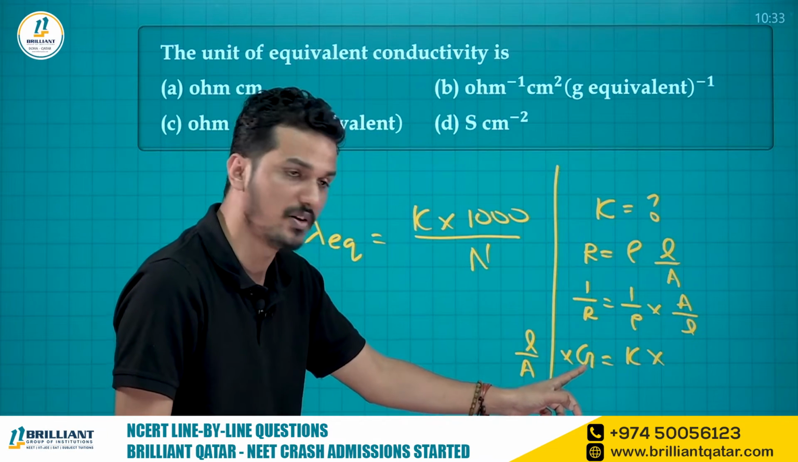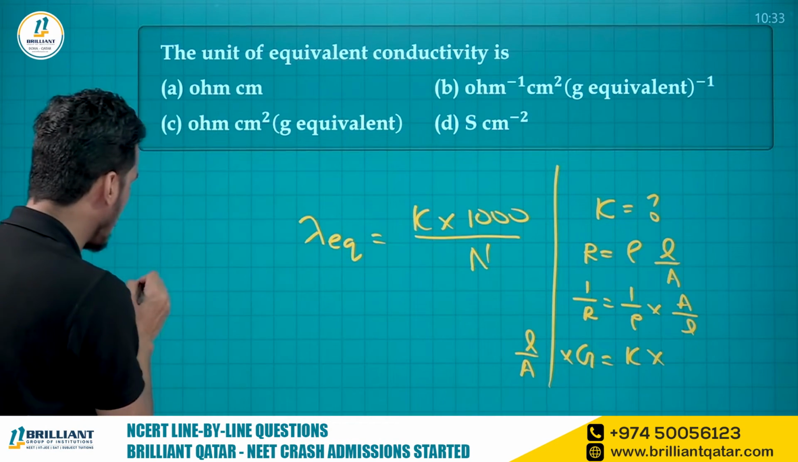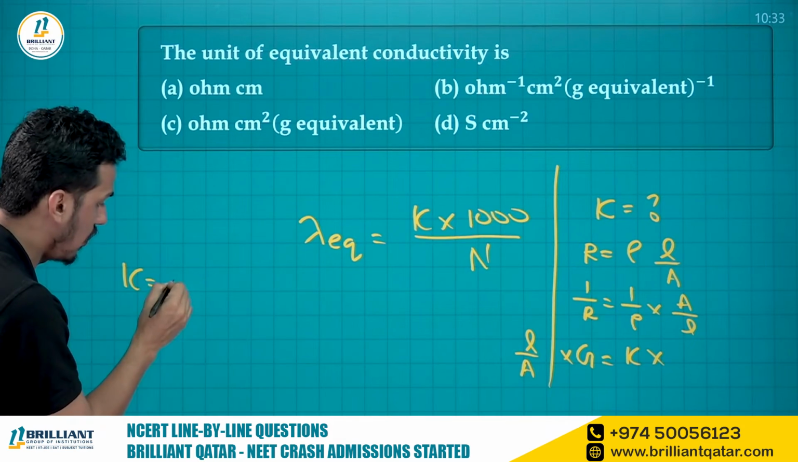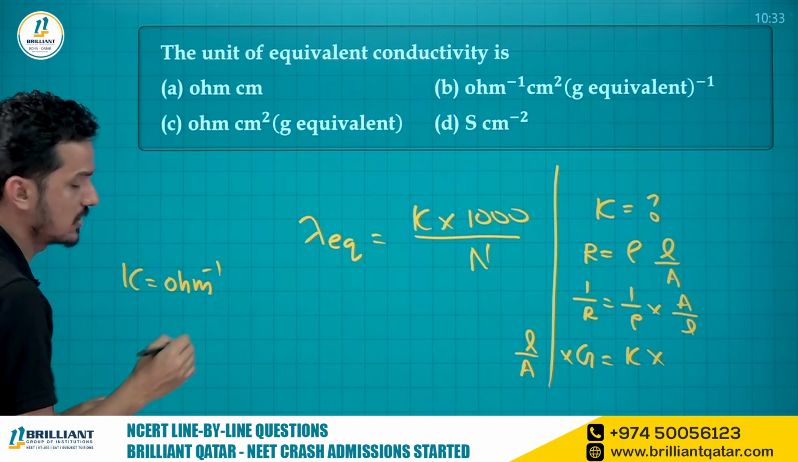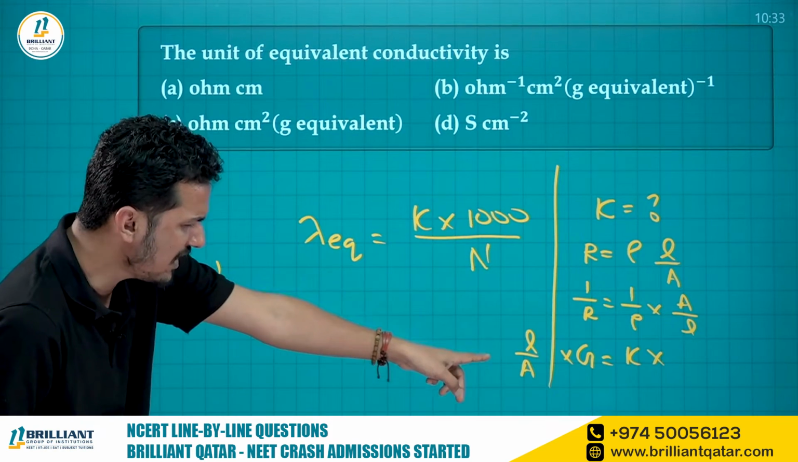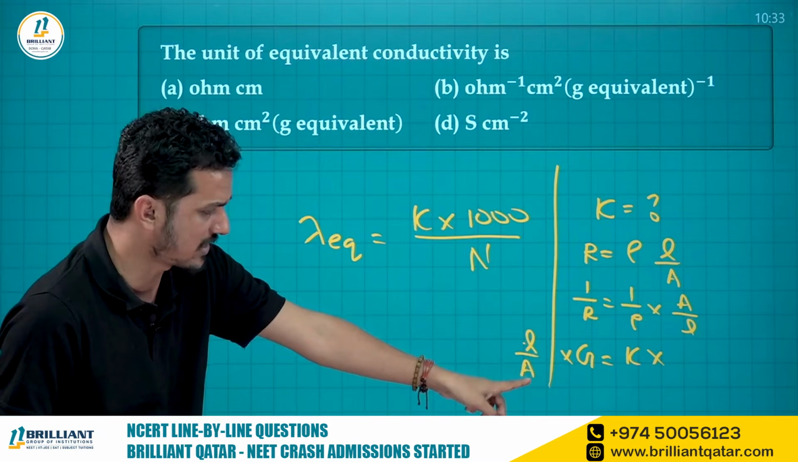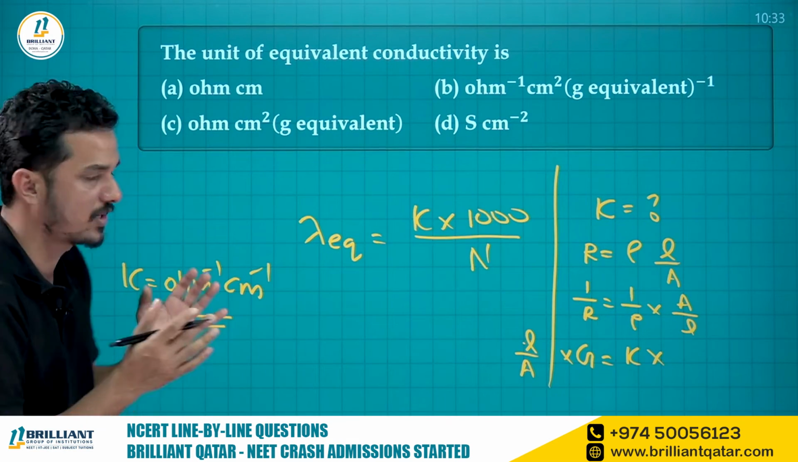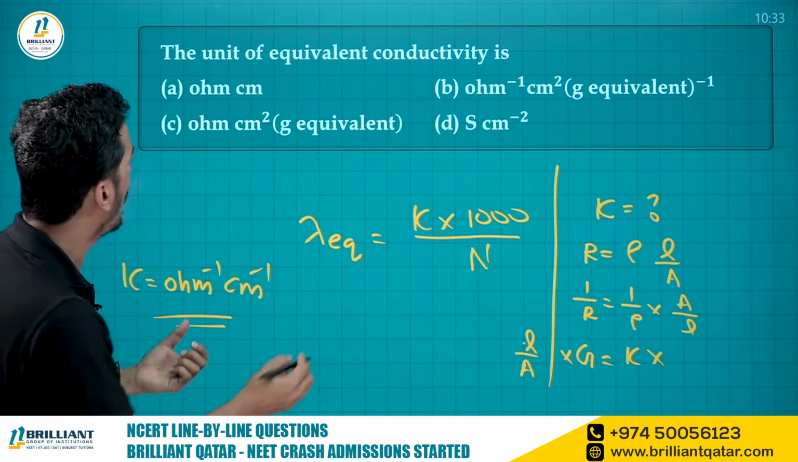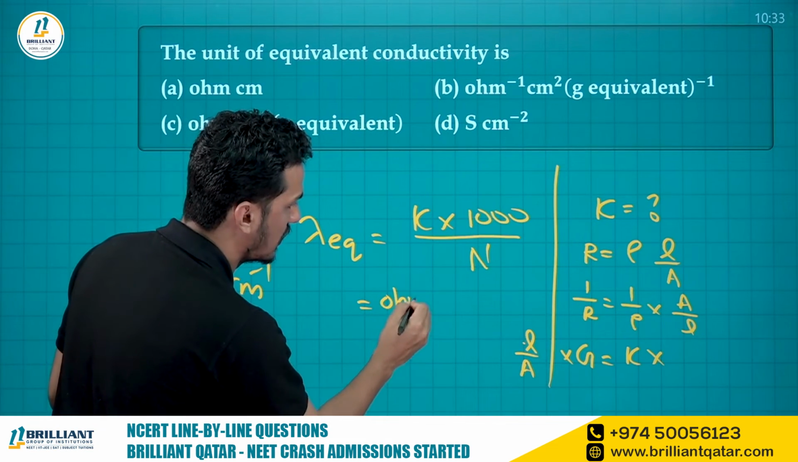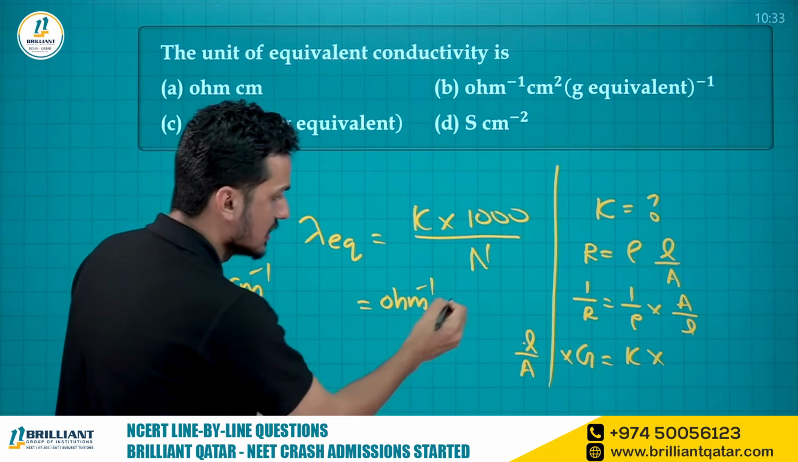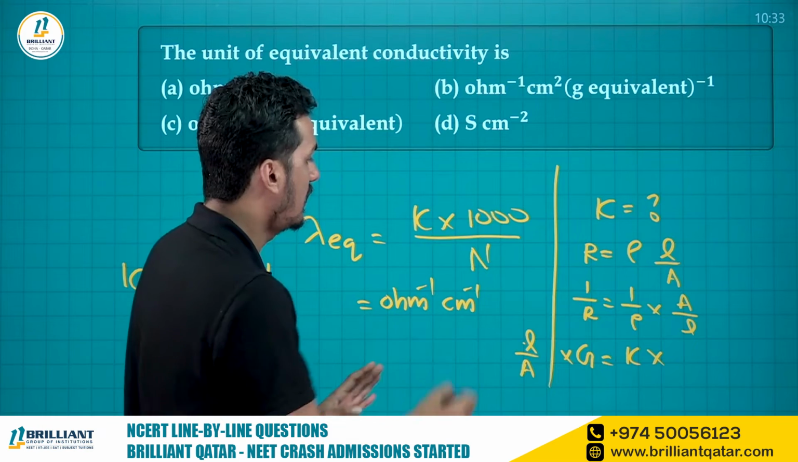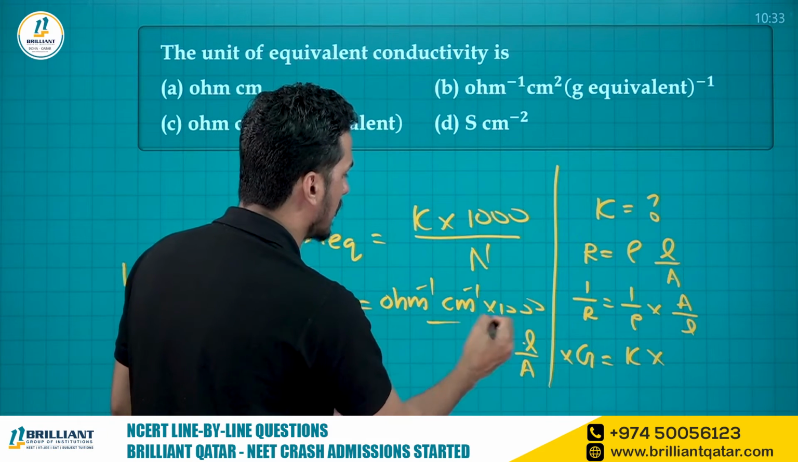Conductance has the unit ohm inverse. I am writing the kappa unit here. Conductance is ohm inverse, L is centimeter, and A is centimeter square. So ohm inverse centimeter raised to minus 1, that's the unit of kappa.